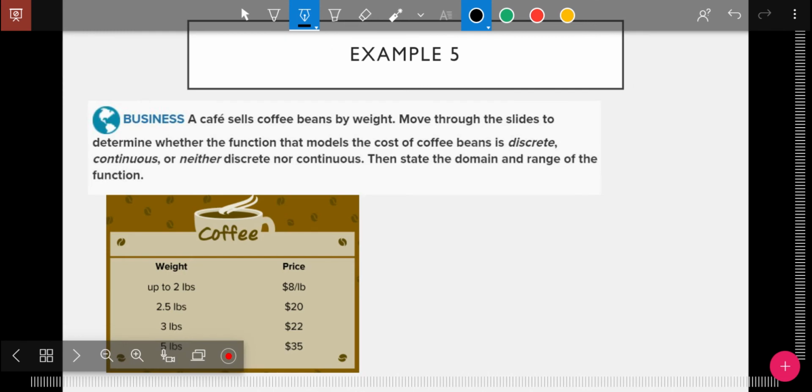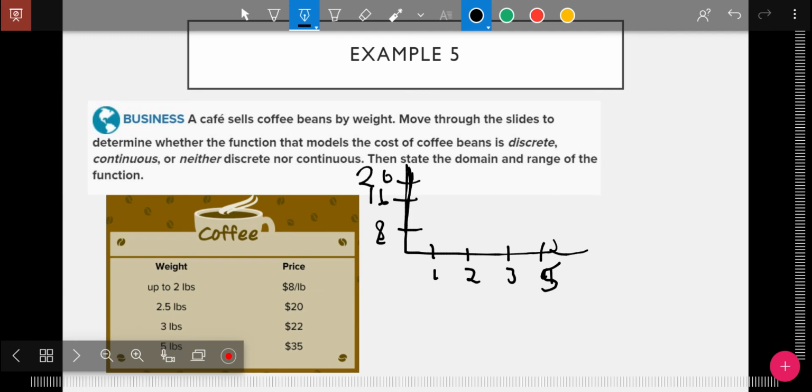Now, when you don't have a graph to look at, it can still be discrete, continuous, or neither. And so I'm going to make a little table here, or a graph rather, to help us think through it. We could buy 1 pound of coffee or 2 pounds of coffee or 3 pounds of coffee or 4 pounds of coffee. Well, maybe not 4, so we'll just skip right to 5. If I buy 1 pound, it's $8. 2 pounds is $16, and then 20 and 22 and 35. And so I'm going to put some points on here.